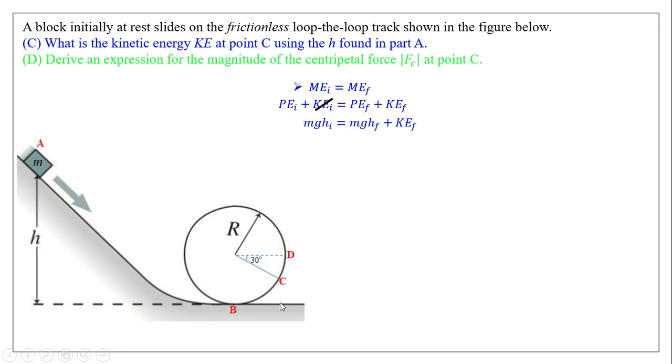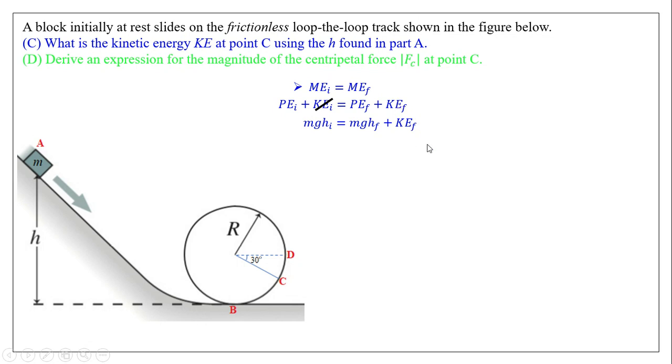All right, point C is not at the lowest point, so it has height. Because it has height, it has to have a PE. And it's moving, so it has to have a KE. But here, part C asks you to find what is KE at point C. So unlike the other parts, I kept KE final as the unknown because that's what I'm asked to find. So don't break it up into 1/2 mv_f squared.